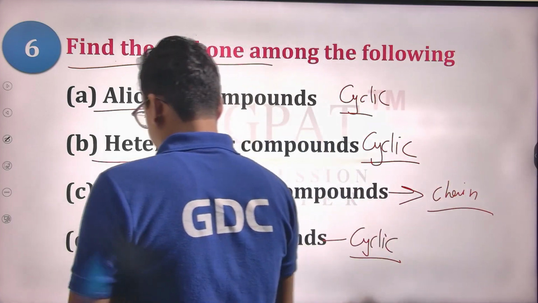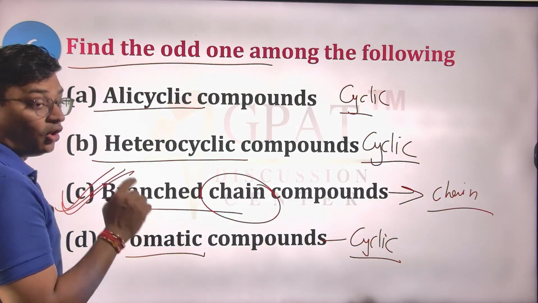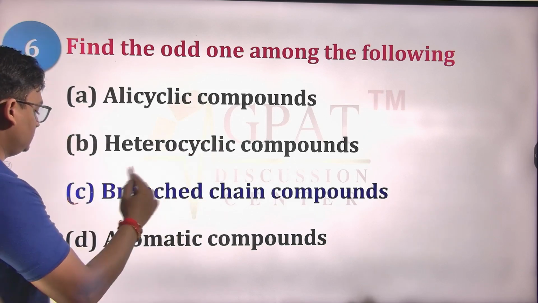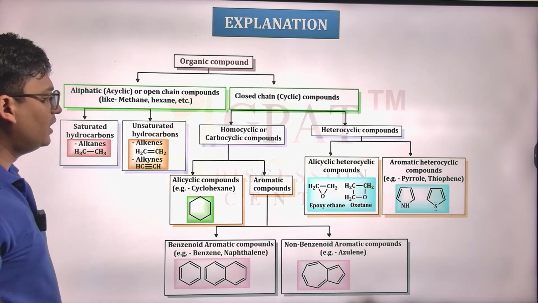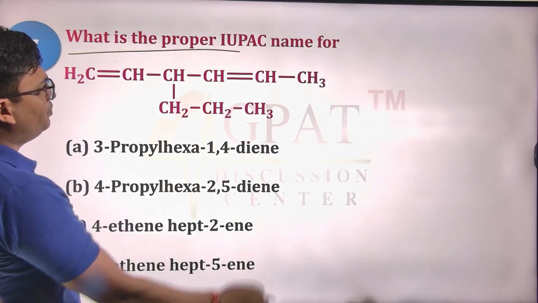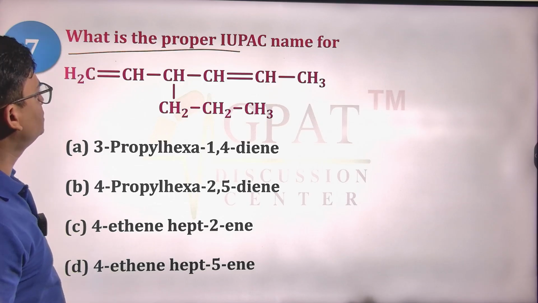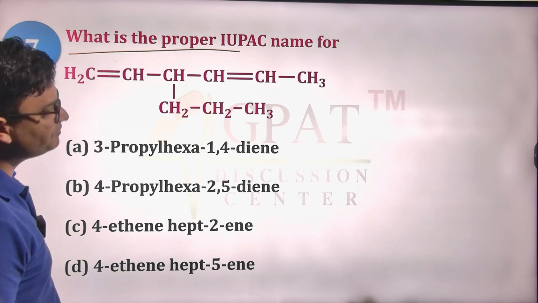This is a chain compound. So the right answer will be C. This is the odd one. All of them are cyclic except option C. So yes, C will be the correct answer for this question. This is about the classifications. What is the proper IUPAC name for this structure? We have a structure that has 2 double bonds and some branchings as well.